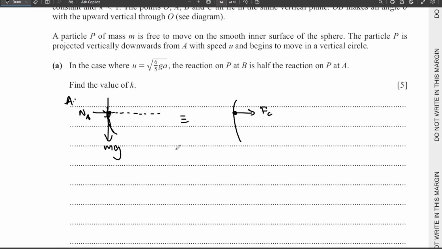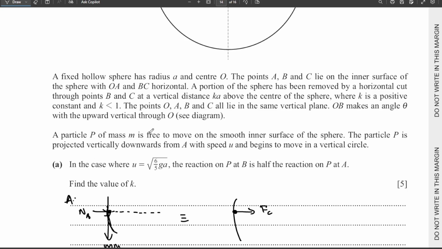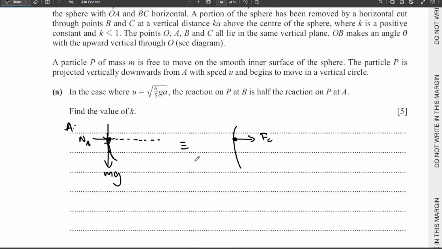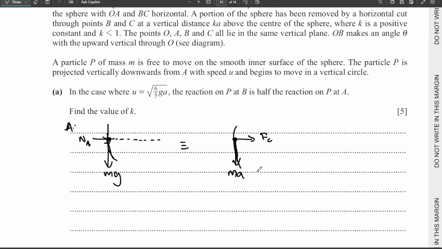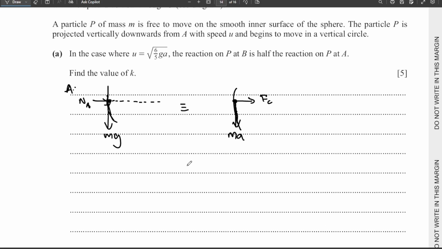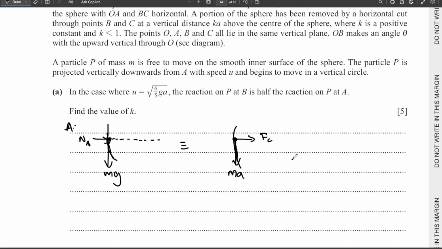So at A, let's do the force balance. In this case, we only need to do the force balance in the horizontal direction, because in the vertical direction, even if you have the resultant force as ma from the second law, you only get the acceleration a as gravity, so there's not much useful information for us. So we just go for the horizontal direction, and that will be equal to the resultant force, the centripetal force.